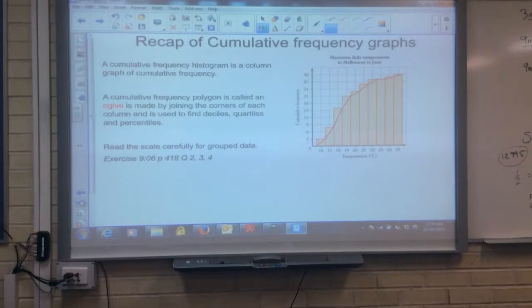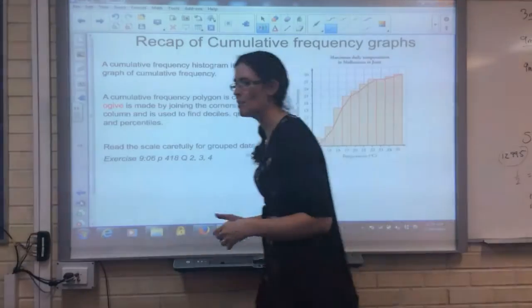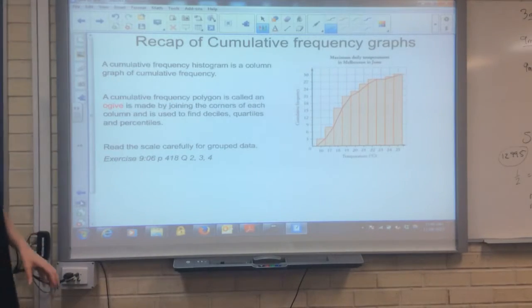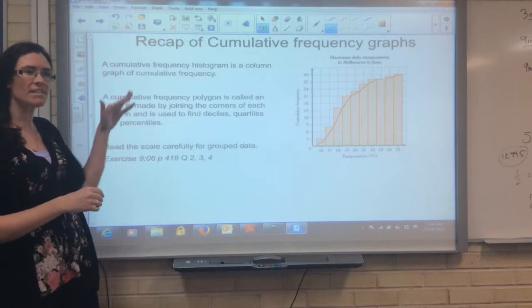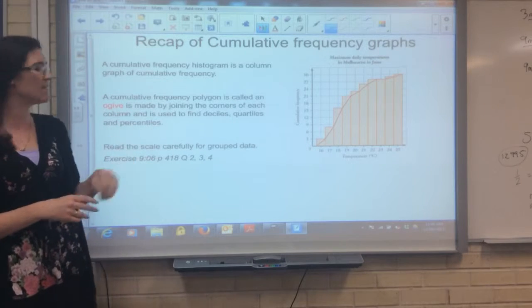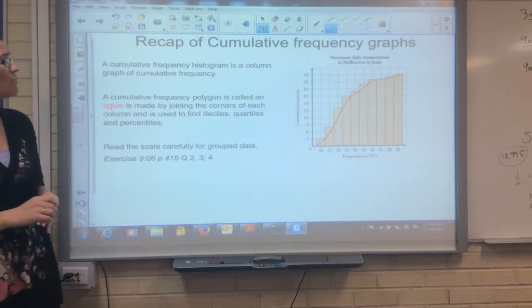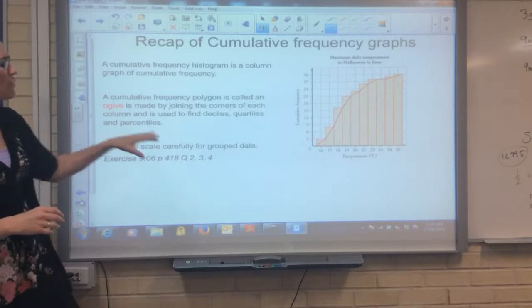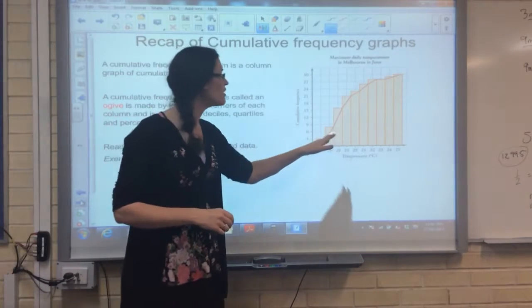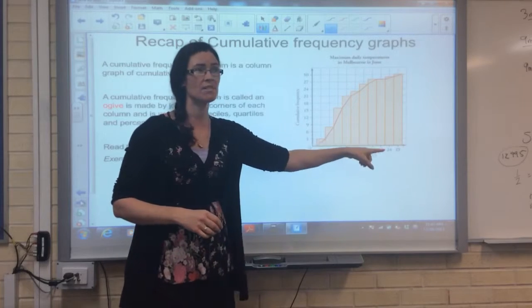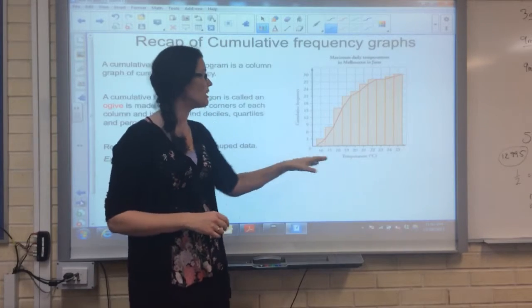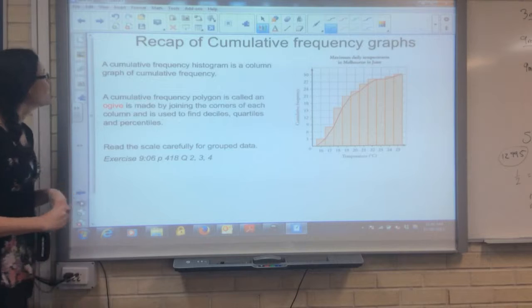Okay, cumulative frequency graphs is a fancy name for a column graph where we're using our cumulative frequency data. So we know how to find cumulative frequency, we're just adding up, that's an extra column where we add up our frequency in our tables, and we're just creating a column graph from it. Note that the column graph has no gaps between the columns. That's really important to have no gaps.